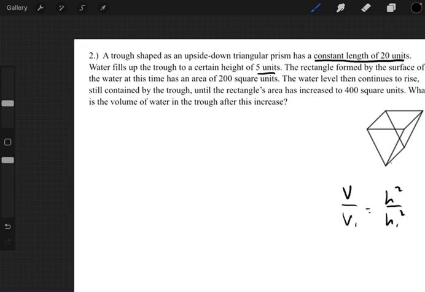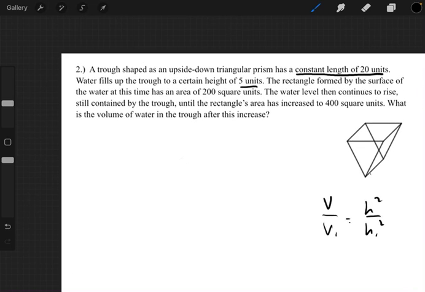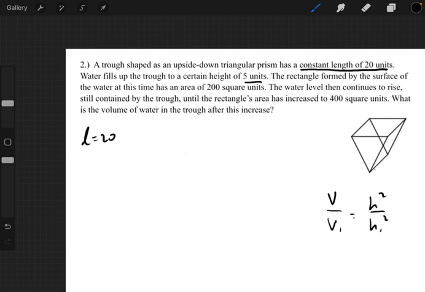Okay. Step 1, find the initial volume. Oh, you know what I forgot to do is talk about my starting point and my ending point and how I know where to go. So I'm going to do that here. I am given my constant length equals 20, and I'm given a certain height, which equals 5, and I'm given a rectangle formed by the surface of the water, which has an area at the top of 200 square units.